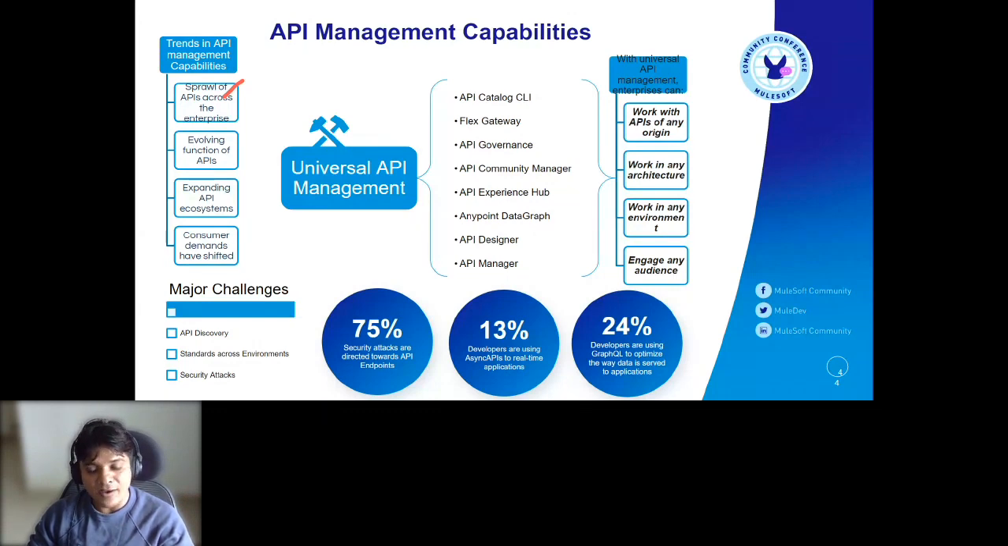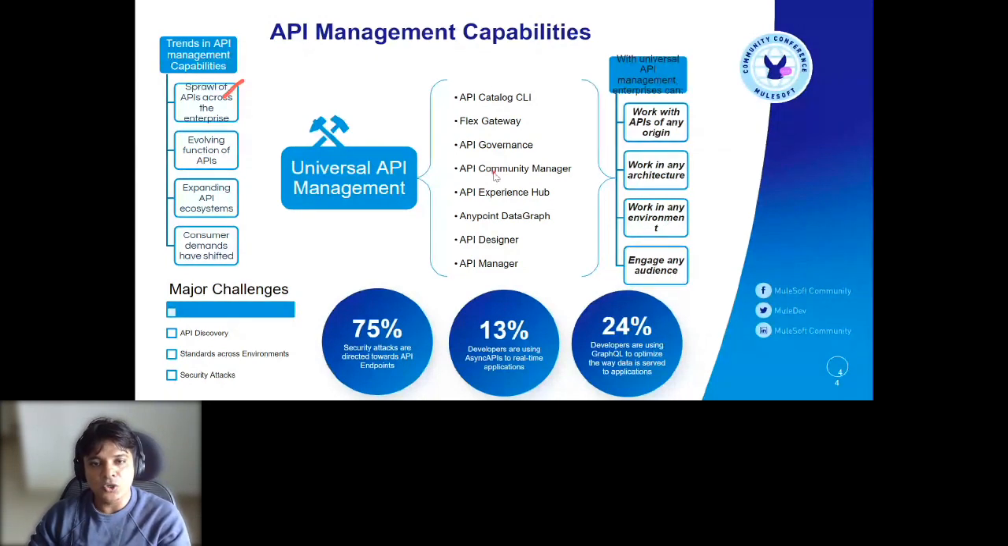Okay, work with any environments. So with universal API management, APIs along with their governance, observability, and discoverability capabilities can operate independently from the platforms, hybrid, cloud, hosting, on your own environments. Engaging any audience. So universal API management gives a central repository for all the organization's APIs, allowing internal and external audiences across diverse roles to engage and get value from the Anypoint platform. Okay, so universal API management is basically the solution to work with APIs of any origin, work in any architecture, from any environments, or engage any audience.